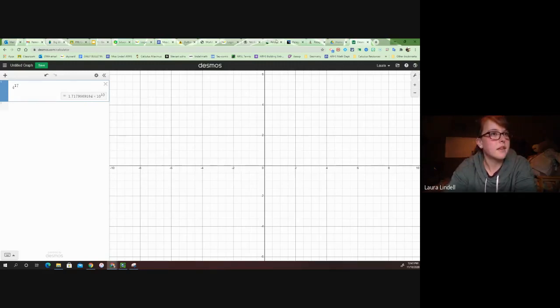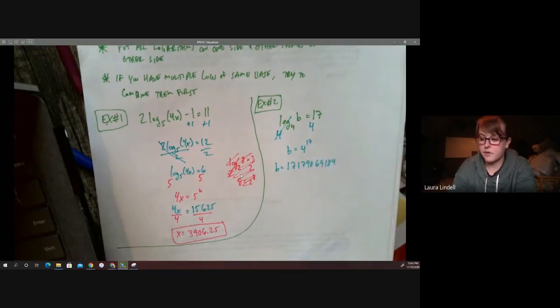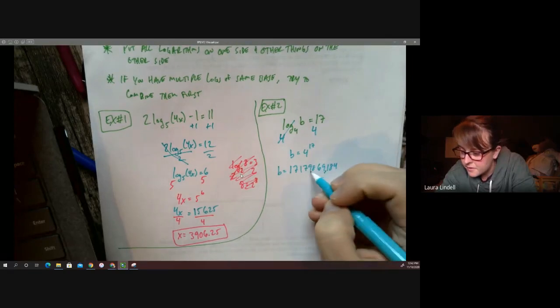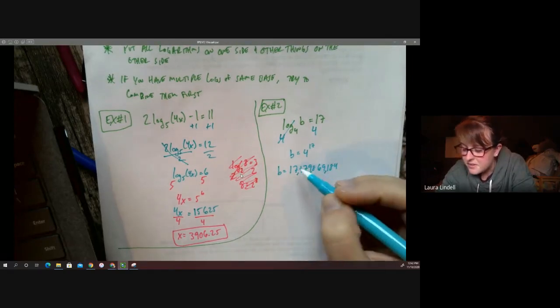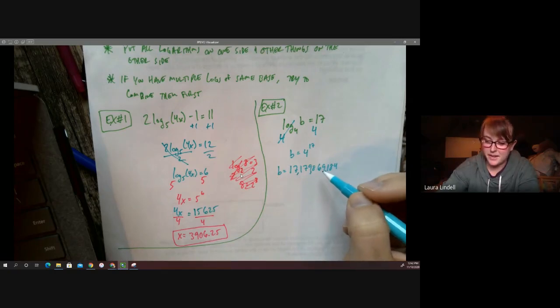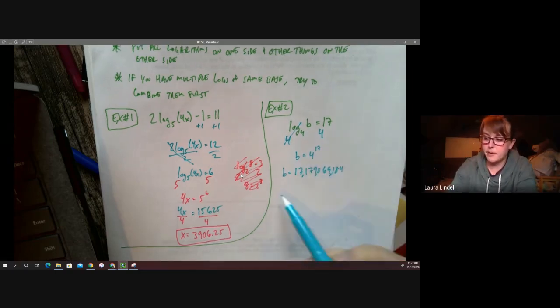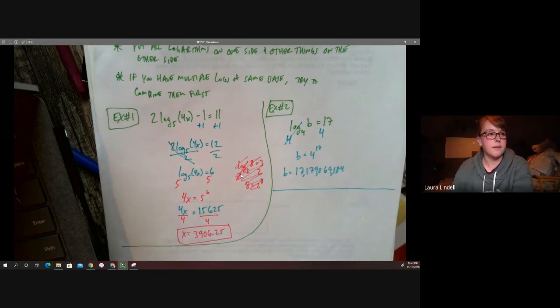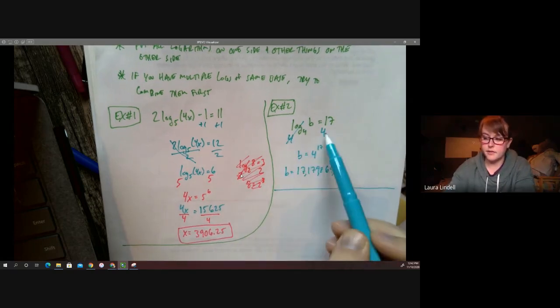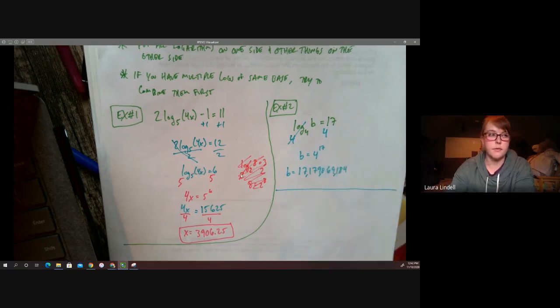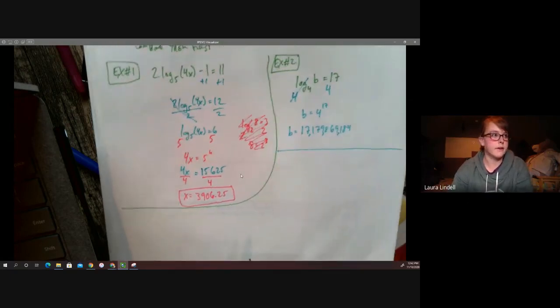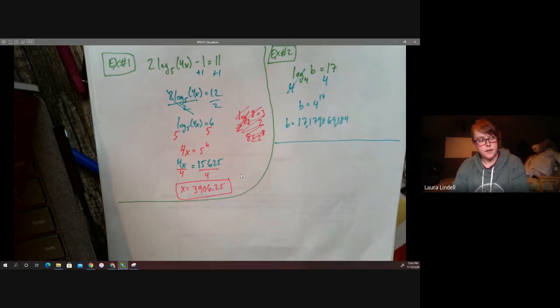Perfect. So that would be our answer: 17,179,869,184. So that's going to be the most basic type of problem that you'll see, where you just have to put the number underneath and then find out what the exponent would be with a calculator. Okay, so that's how it is with just one logarithm in the equation.